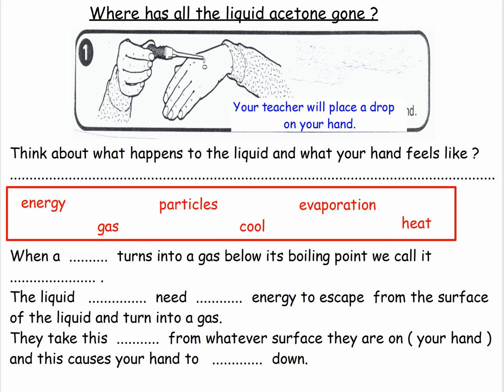When a liquid turns into a gas below its boiling point, we call that evaporation. The liquid particles need heat energy to escape from the surface of the liquid, and then they turn into a gas. Where do they get this heat energy from?